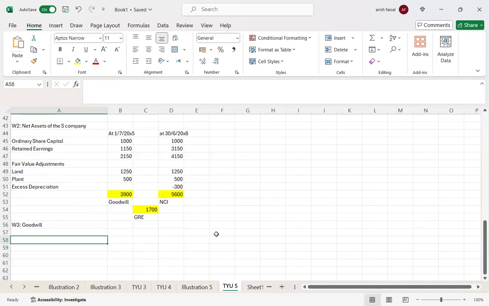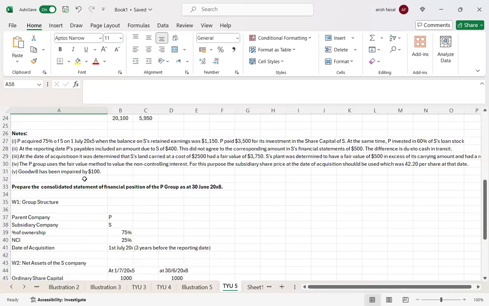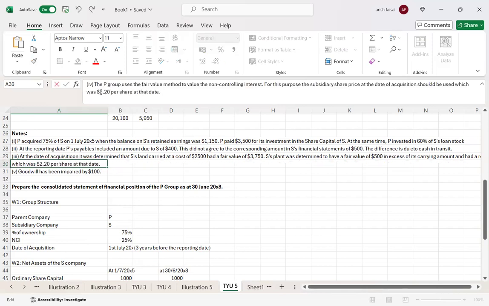So that's a pretty straightforward figure: for the 75% which the parent has acquired, they have paid around 3,500. But you can see over here, it says that the P group uses the fair value method to value the NCI. For this purpose, the subsidiary share price at the date of acquisition should be used, which was, I guess, 2.2 per share at that date. Okay, so it's not 42.2. That 4 is a typing error. It's actually $4. So 2.2 basically.